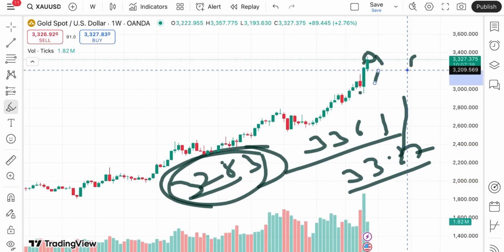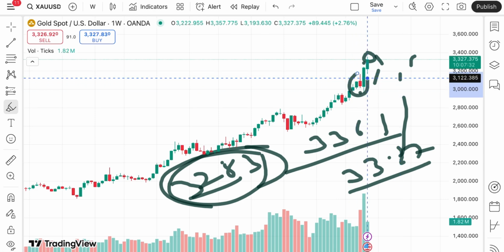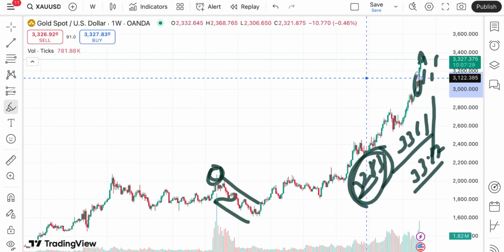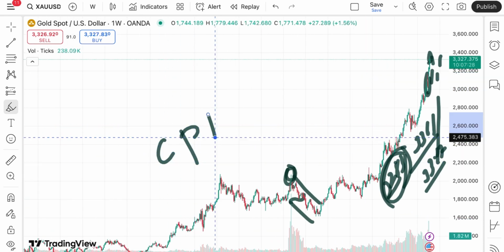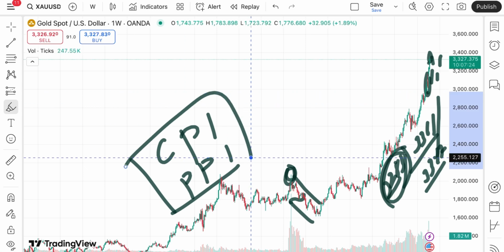There are two continuous green candles forming over the last two weeks. In the previous weeks we saw a red candle forming because profit booking also came at this level. As I have already explained, CPI data and PPI data all affect the price of gold as well as the dollar index.